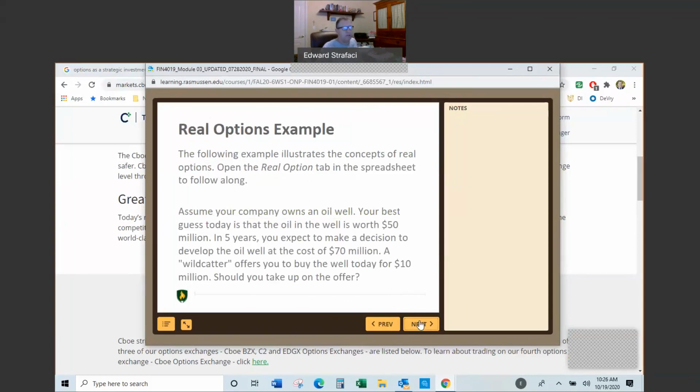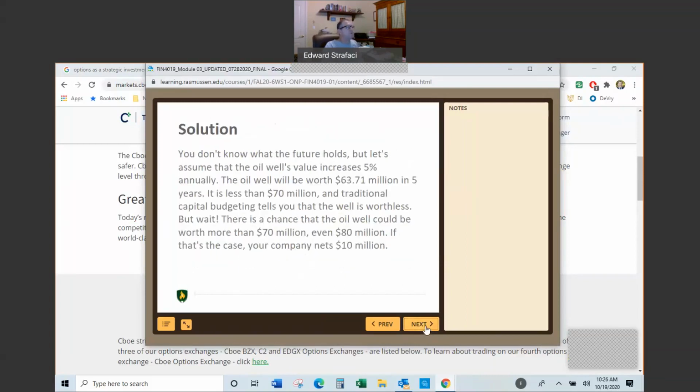A wildcatter buys and sells the rights to oil wells and sometimes develops them, sometimes just keeps trading them like a trader. Someone offers you to buy the well for 10 million. So would you give them 10 million today? That's the value of the option. You don't know what the future holds.